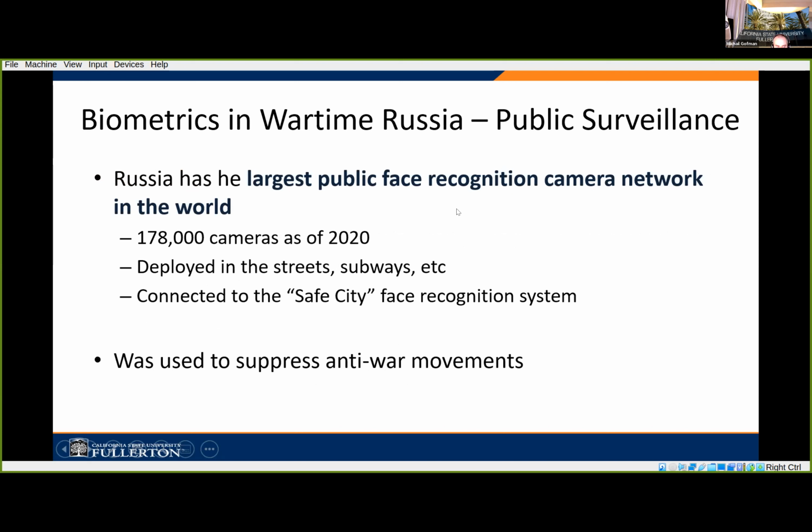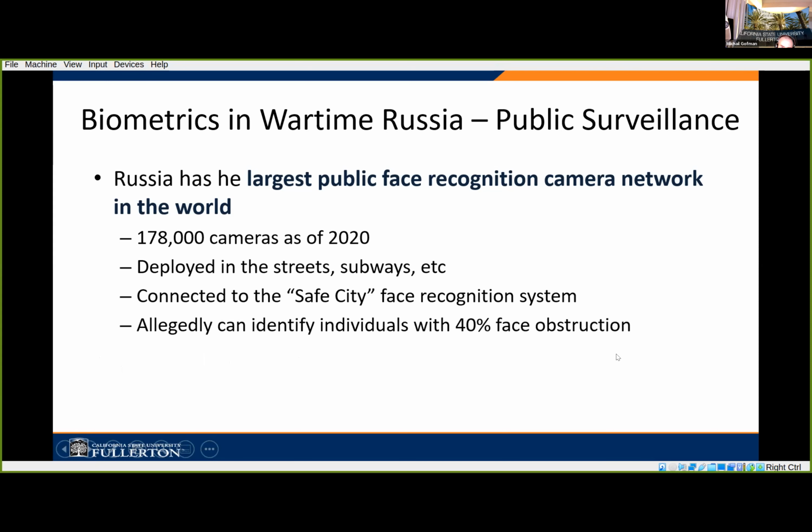So also, the biometrics in Russia also affect native Russians, especially those who speak out against the war. This is because Russia has the world's largest face recognition camera network. The system reportedly has 170,000 cameras as of 2020. The cameras are deployed on the streets and on the subways, and are connected to the Safe City face recognition system, which sifts through all of the video data and can identify the individuals in the video. On multiple occasions, the system has been used to suppress anti-war movements and to arrest dissidents.